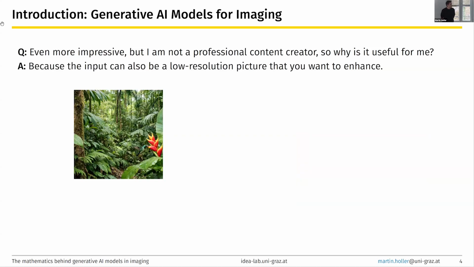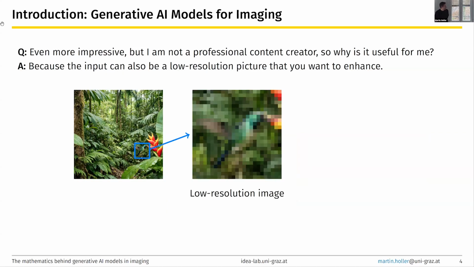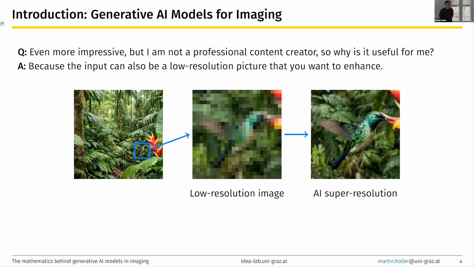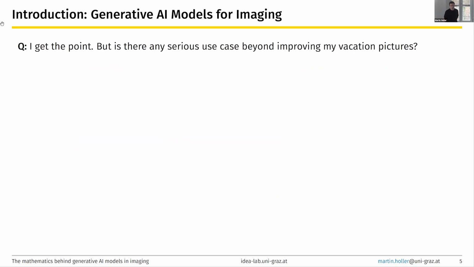Another answer could be, well, the prompt that you can condition the model to is not necessarily a text prompt. You can also condition it, for instance, to a low resolution picture. So say you have taken this picture of the rainforest and you have spotted a nice colibri inside the picture. And now you would like to see this colibri in more detail. You would like to get a nice picture of the colibri. Well, you can prompt the Gen AI model with this low resolution image and actually obtain a high resolution image from that.